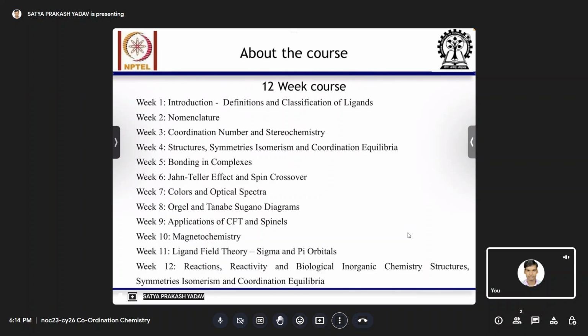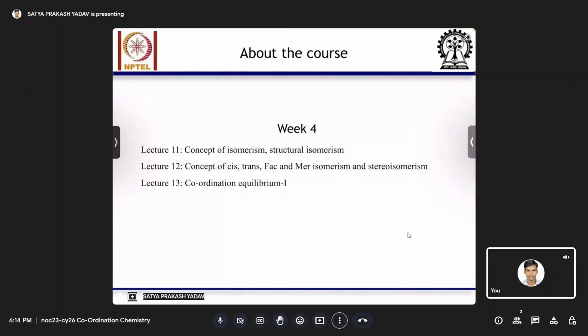In week three, we have basically discussed the coordination numbers. What are the different kinds of coordination number available from 3 to 12, and what is their corresponding geometry. And in week 4 we are going to discuss the different kinds of structural and stereoisomerism.